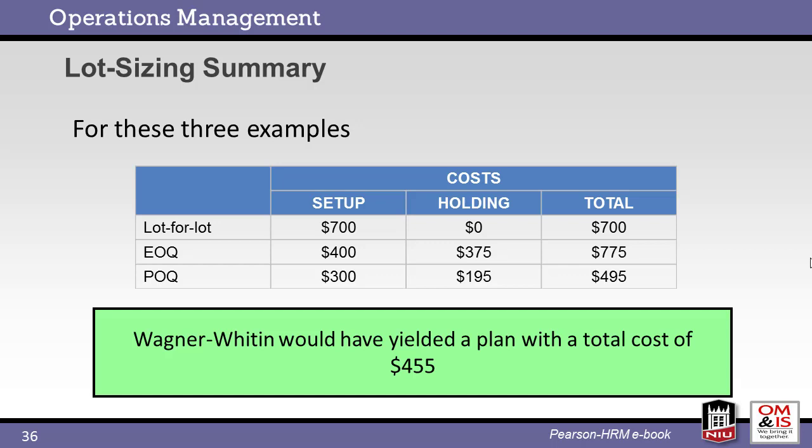With the same holding cost of $1 per week per unit, we can calculate the cost based upon the product on-hand inventory. The total cost is simply the sum of setup and holding cost. In this case, we see that the POQ model is our lowest cost approach. Note that the Wagner-Whitin simulation would yield a total cost of $455, beating the other alternatives.